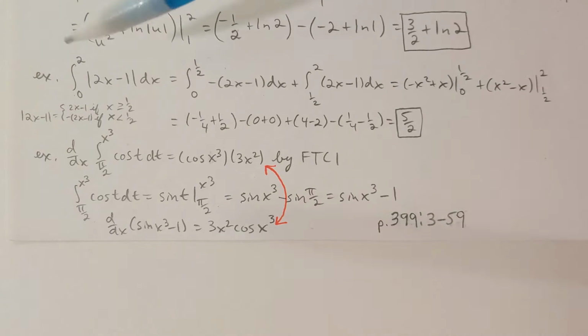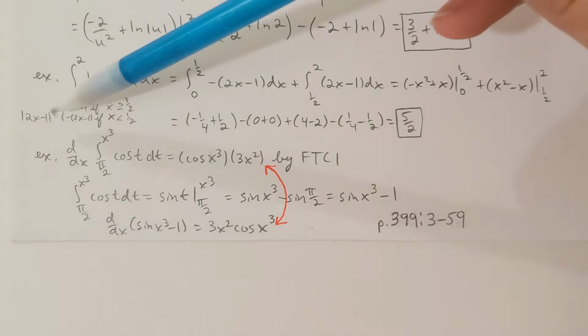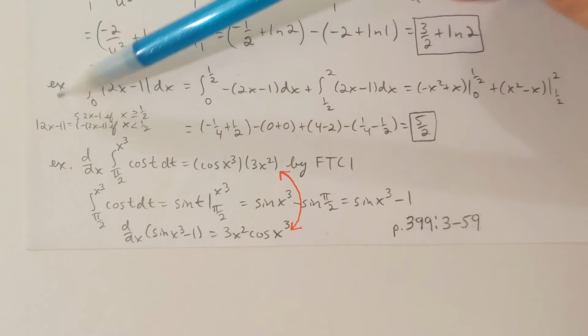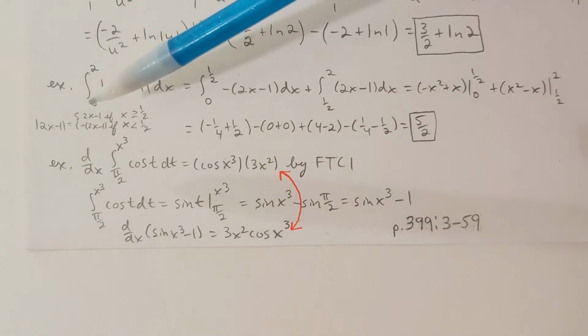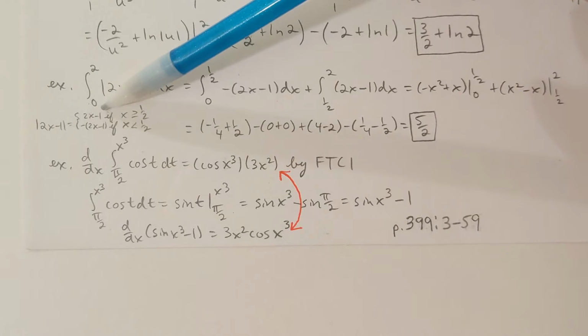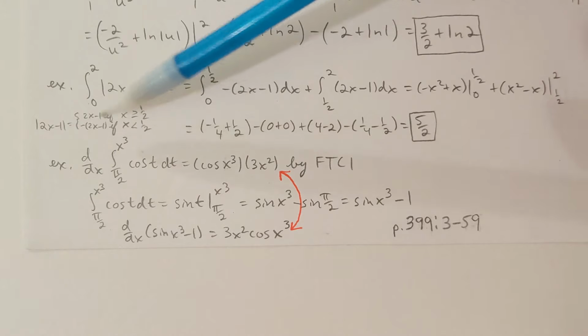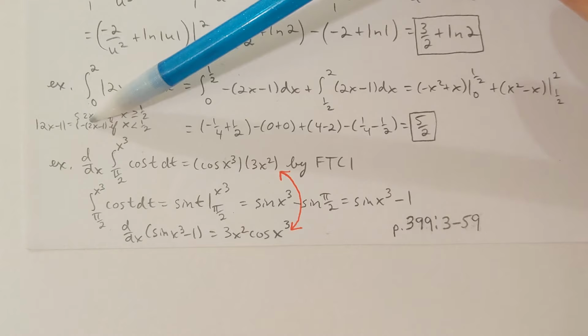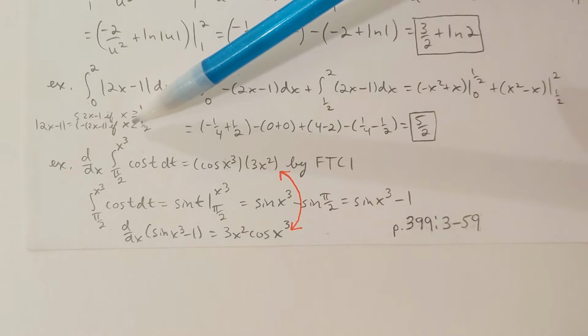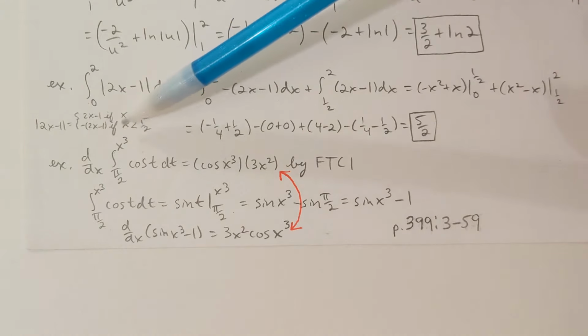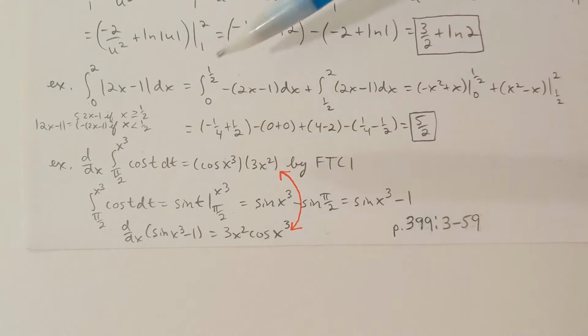Okay, here's another one. We have the integral going from 0 to 2 of the absolute value of 2x minus 1 dx. The first thing that you'd want to notice here is that when you apply the definition for absolute value as a piecewise definition, you're going to have, in this case, 2x minus 1 if 2x minus 1 is greater than or equal to 0, that would mean that x is greater than or equal to 1 half. And then we want the opposite of 2x minus 1 if 2x minus 1 is less than 0, or x is less than 1 half, same thing.